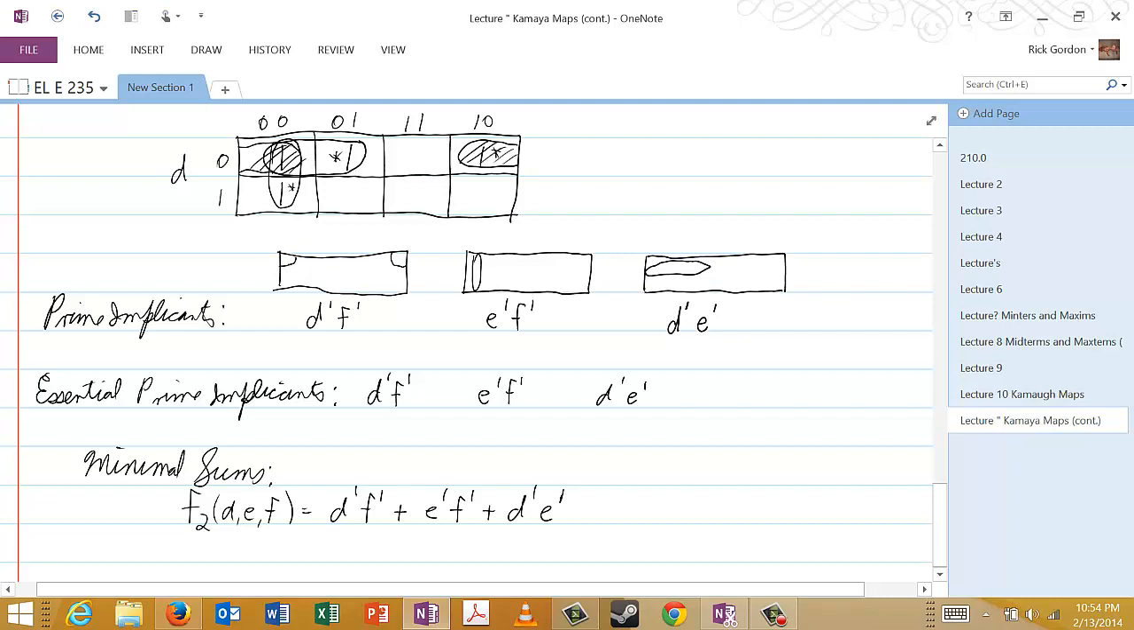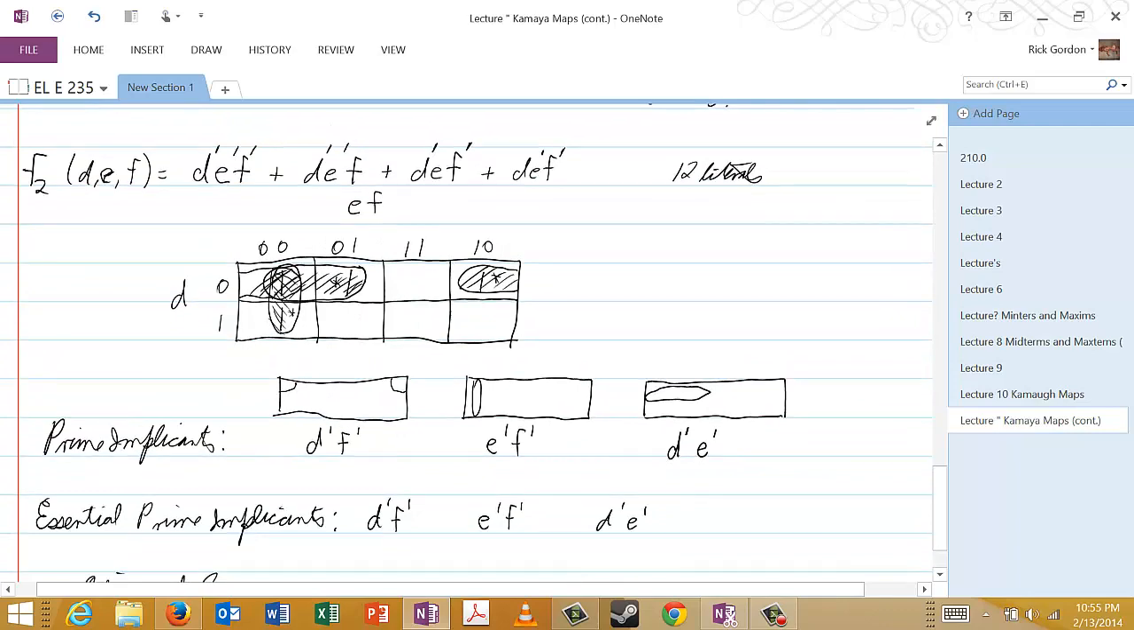You can see now maybe why the figures are a little convenient to have. By including E prime F prime, we've considered these two 1 cells. And by considering D prime E prime, we have these two 1 cells. And so now we ask the question, are there any remaining cells that we've not accounted for? And the answer is no. And therefore, as in the previous case, we have only one minimal sum. And it is this. And in this case, you see that there are 6 literals.